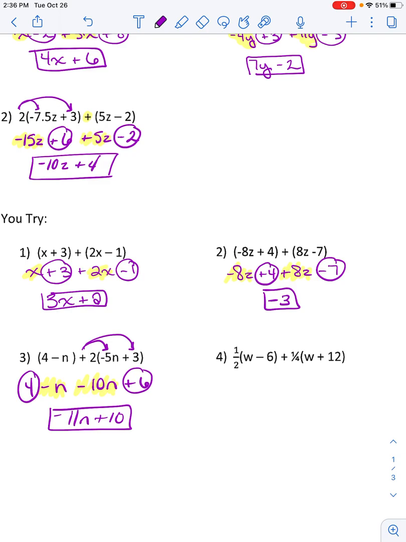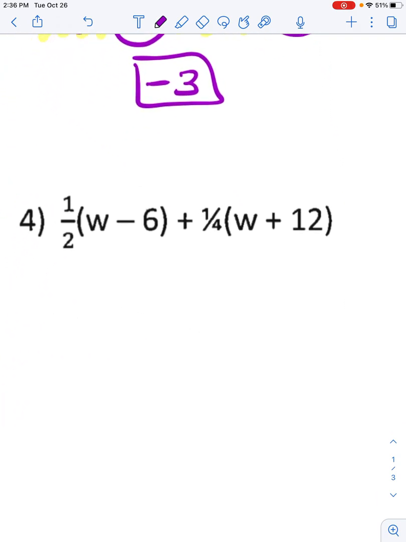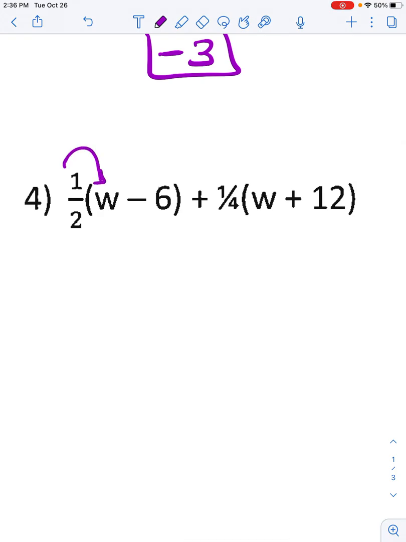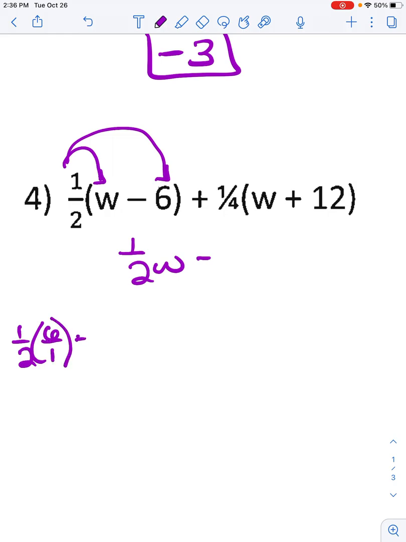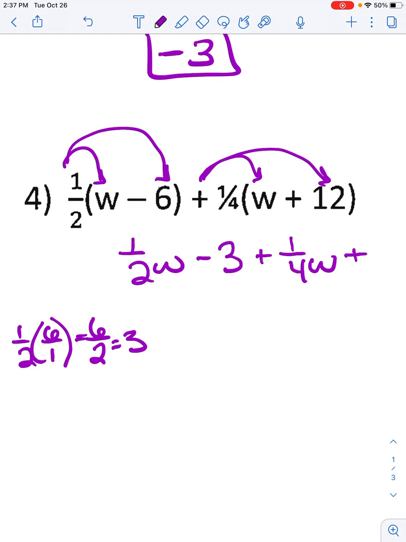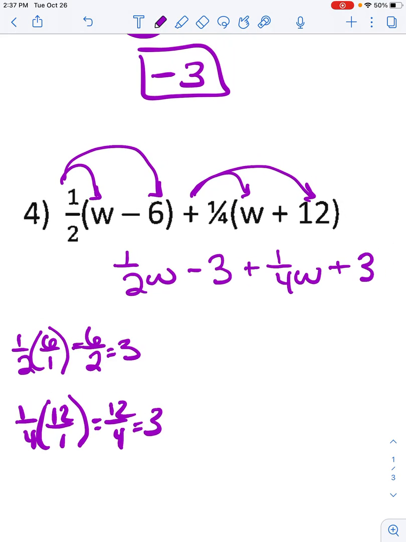Number 4, we have those fractions that we're going to distribute. 1/2 times w is 1/2 w, and a 1/2 times a negative 6 is going to give us a negative answer. Remember, we just put those whole numbers over 1 and multiply straight across. So we have minus 3. And then 1/4 times w is 1/4 w. And a 1/4 times 12, again, put it over 1 and multiply straight across. We're going to get 3.